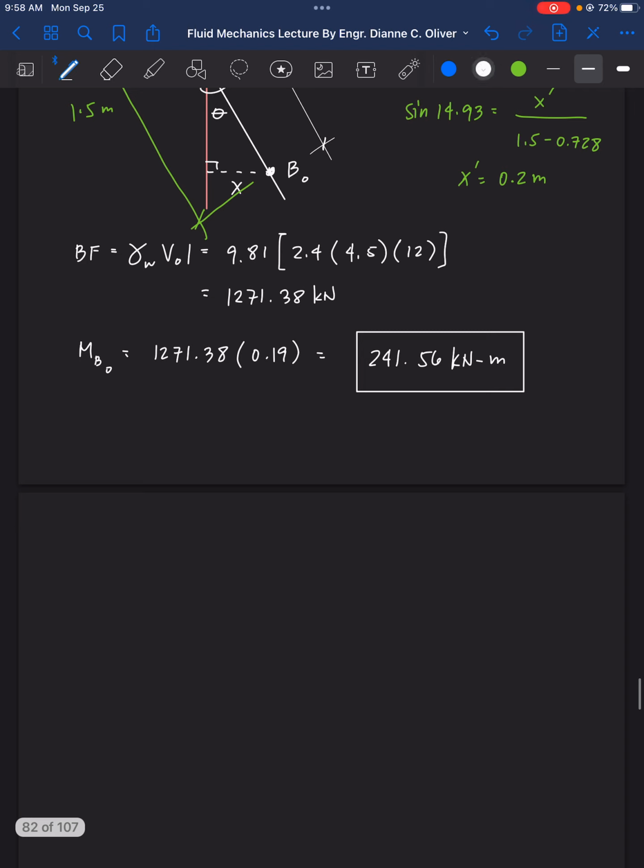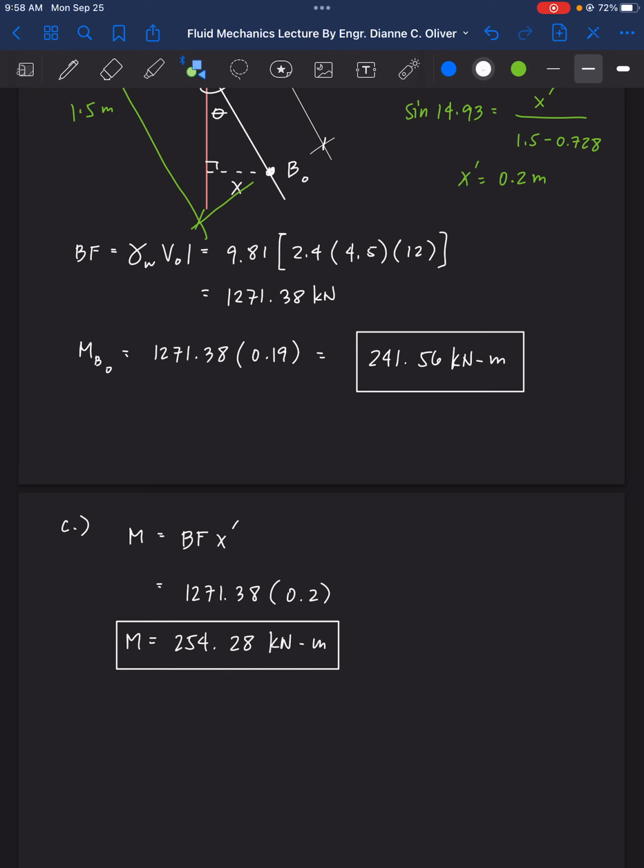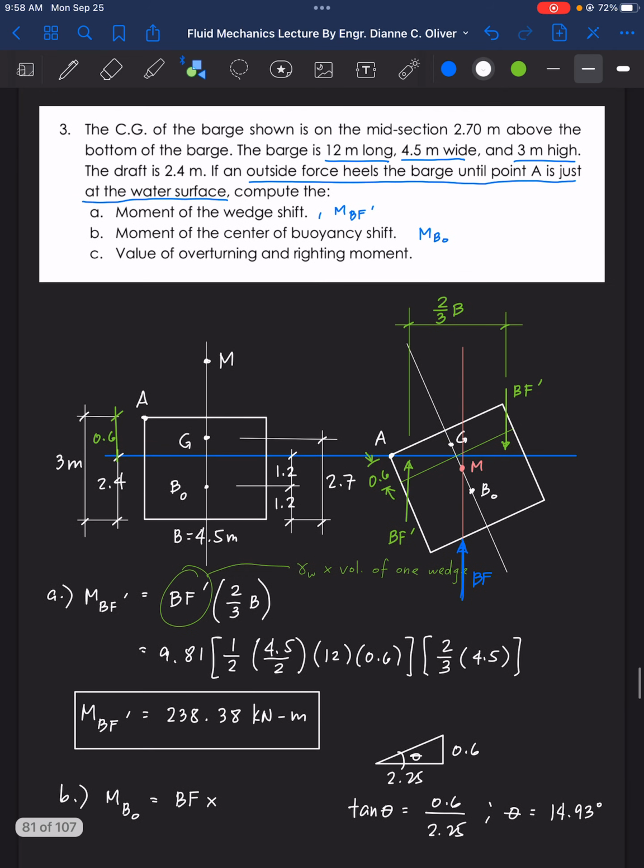Okay? So for letter C, M is equal to BF times x prime. So buoyant force 1271.38 times x prime 0.2. So M, the overturning and righting moment, is 254.28 kilonewton meter. So that's example 3.